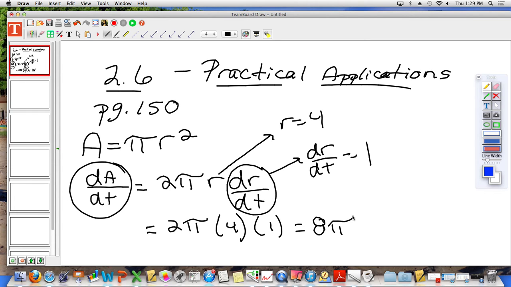So we don't have to do decimals. Actually, leave it in terms of pi. Yep.